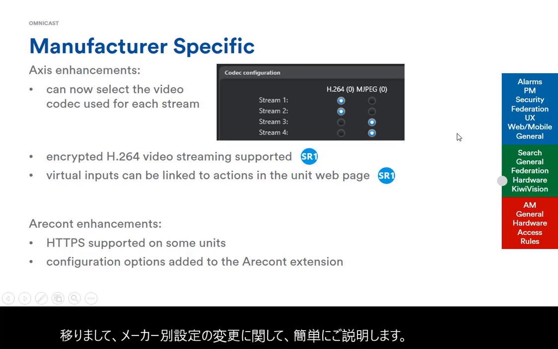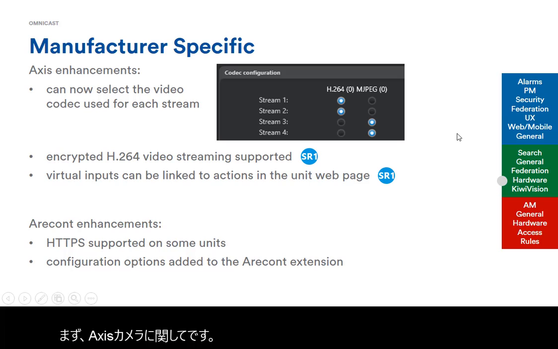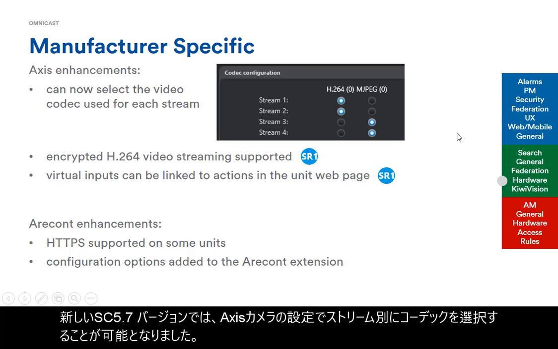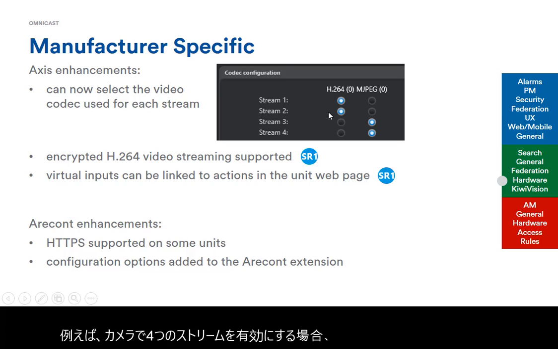All right, manufacturer specific. I'm just going to skip through these real quick. Axis cameras, we can now select the codec based on the stream. So if I have 4 video streams set up on the camera, I can say I want stream 1 and 2 to use the H.264 codec, and I can say I want stream 3 and 4 to use the Motion JPEG codec instead.